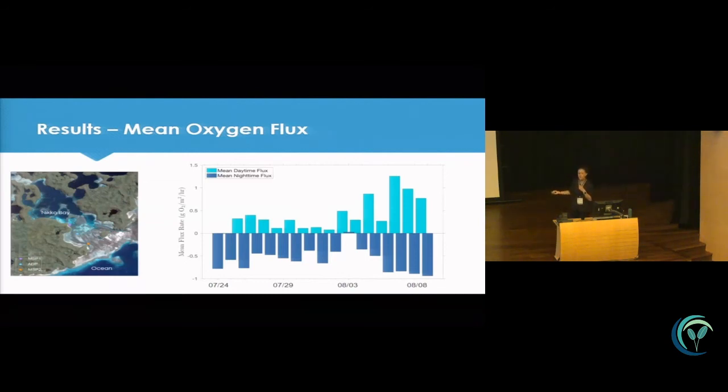And overall, interestingly enough, the net flux was actually negative for the seagrass bed. So over 17 days, if we integrate flux over day and nights, we actually get negative 30 grams of oxygen per meter squared.